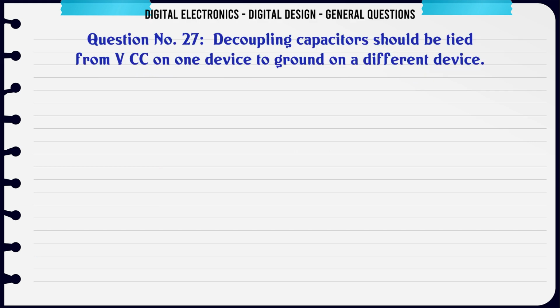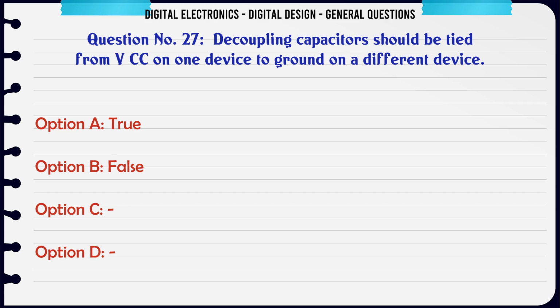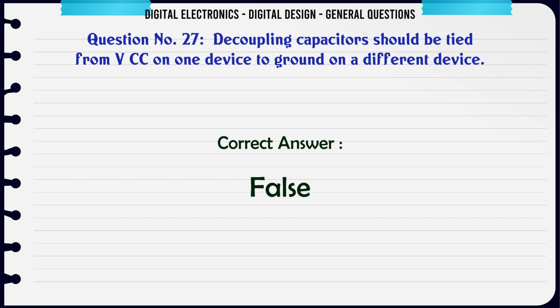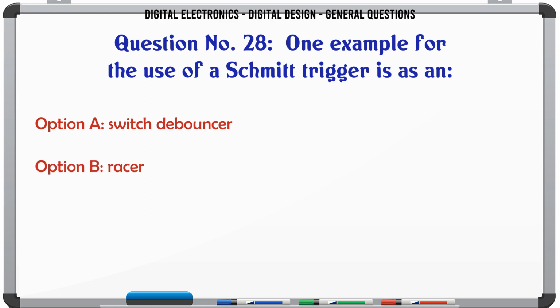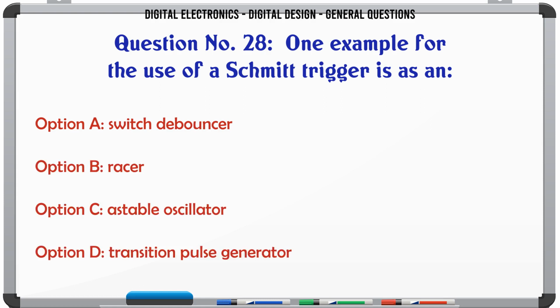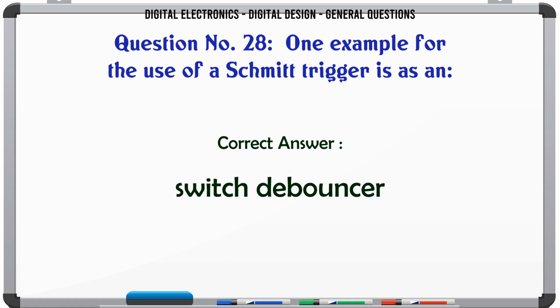Decoupling capacitors should be tied from VCC on one device to ground on a different device. A. True. B. False. C. D. The correct answer is false. One example for the use of a Schmitt trigger is as a: A. Switch debouncer. B. Racer. C. A stable oscillator. D. Transition pulse generator. The correct answer is switch debouncer.